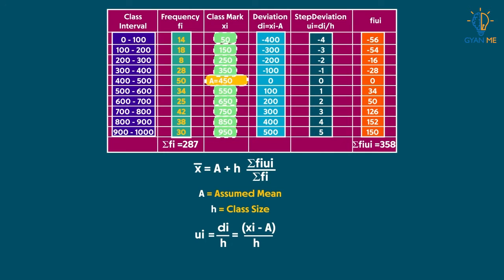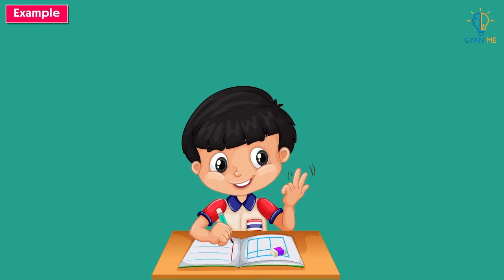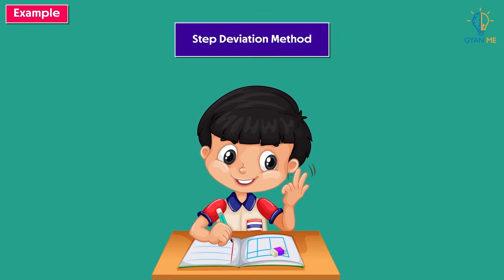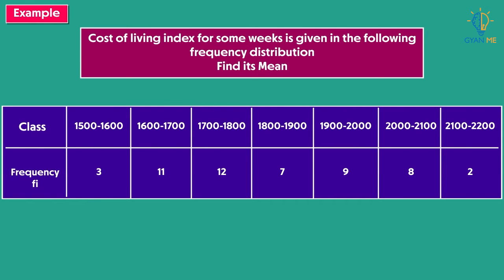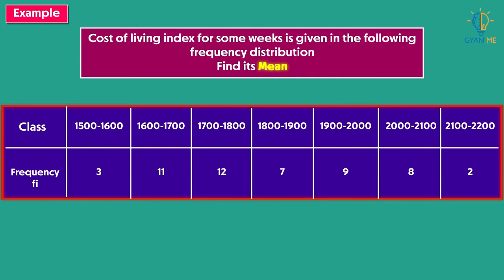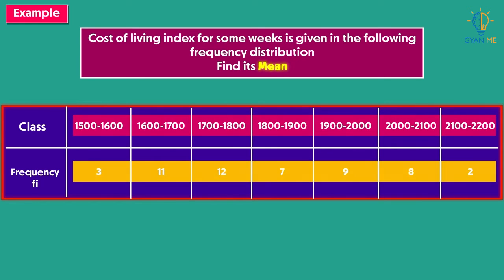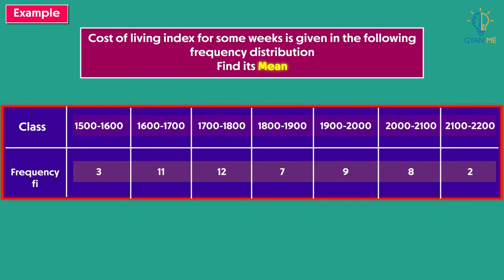Now students, in this video, let us solve one example to understand this formula and learn how to calculate the mean using the step deviation method. Observe the given example on your screen, which says the cost of living index for some weeks is given in the following frequency distribution table. Find its mean. Here we are given a continuous frequency distribution table with classes and their corresponding frequencies, and we are asked to find the mean from this table using the step deviation method.